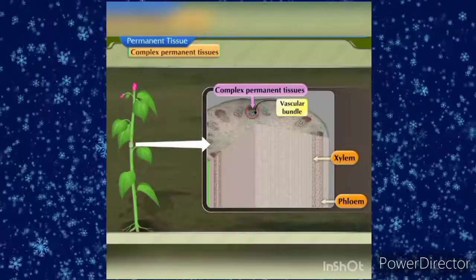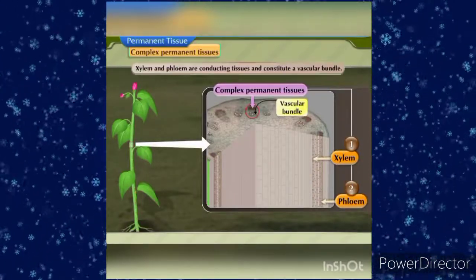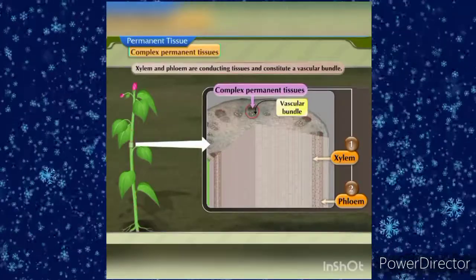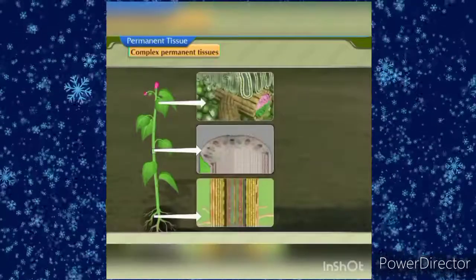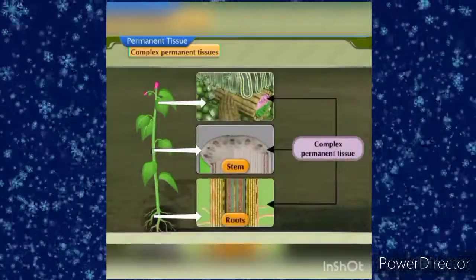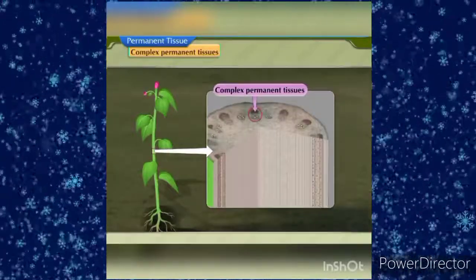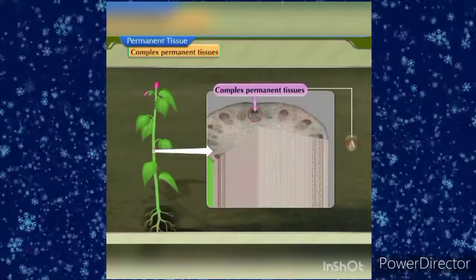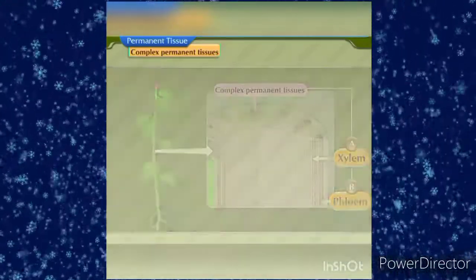Xylem and phloem are the two types of complex tissues. They are both conducting tissues and constitute a vascular bundle. It is present in stem, roots and leaves. The complex permanent tissues are classified as A. Xylem, B. Phloem. Xylem.